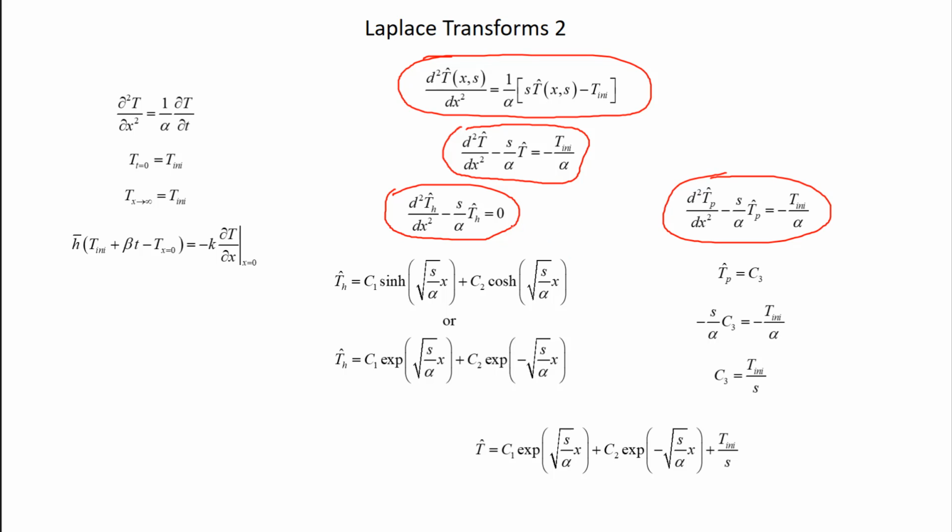My homogeneous ODE, we've talked about this form of an ODE before. There's a minus sign here, so this is going to be solved by either sinh and cosh, or I could also use exponential with a positive argument and a negative argument, right? It's up to you which you use. One choice is going to be clearly easier than the other choice.